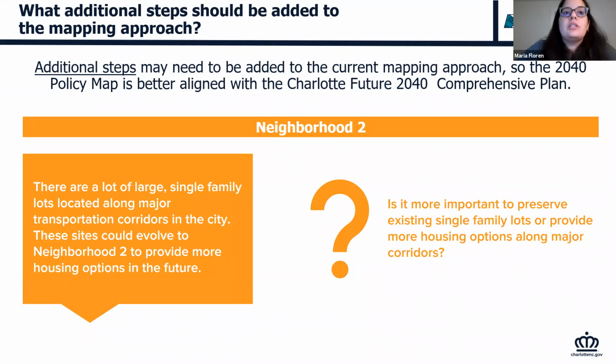So our next question is about neighborhood 2. There are a lot of large single family lots located along major transportation corridors throughout our city. These sites could evolve to neighborhood 2 to provide more housing options in the future. So the question that we have for you is, is it more important to preserve existing single family lots or provide more housing options along major corridors?